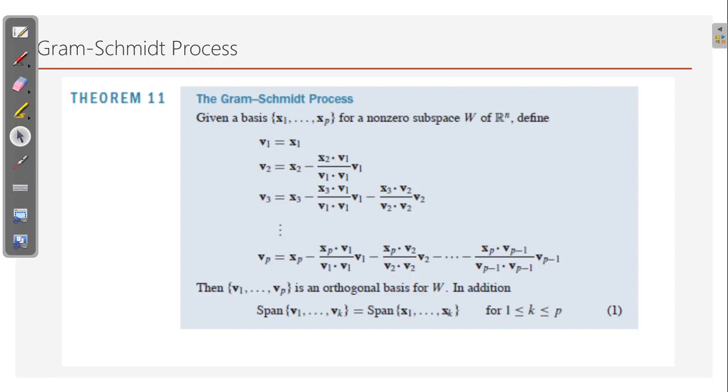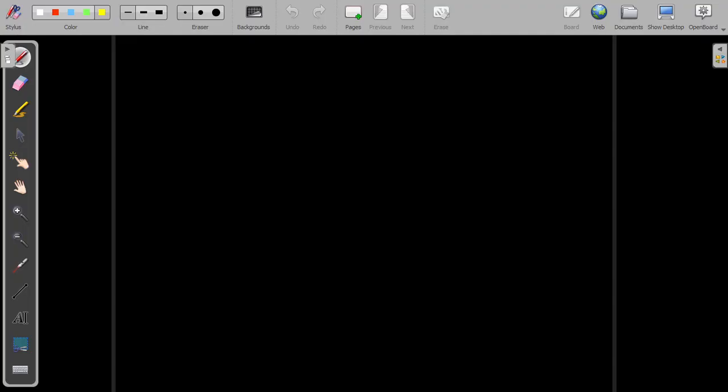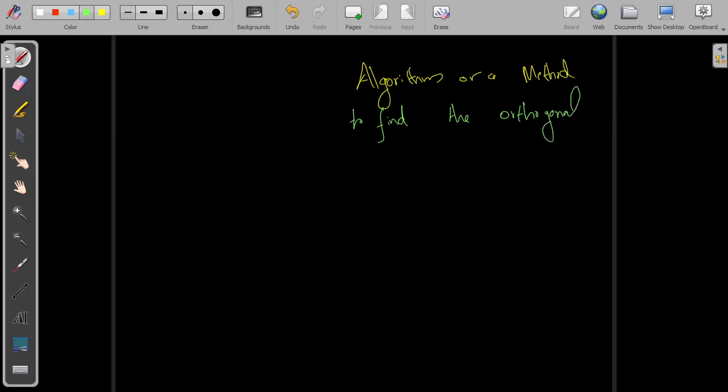Yes, the Gram-Schmidt process is actually an algorithm, a method to find the orthogonal basis of a subspace W, or it can also be used to find the orthonormal basis.